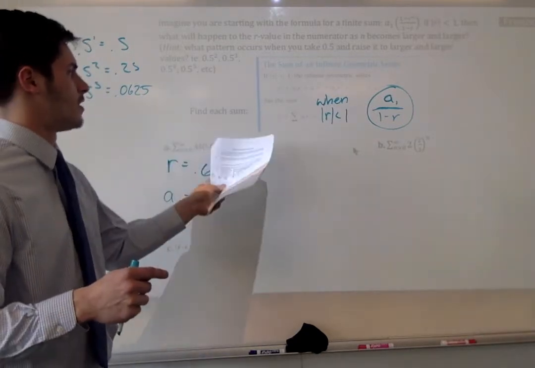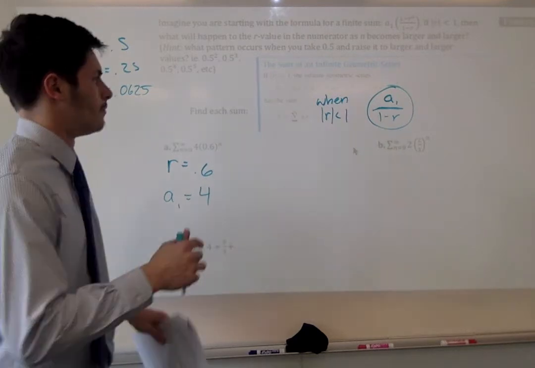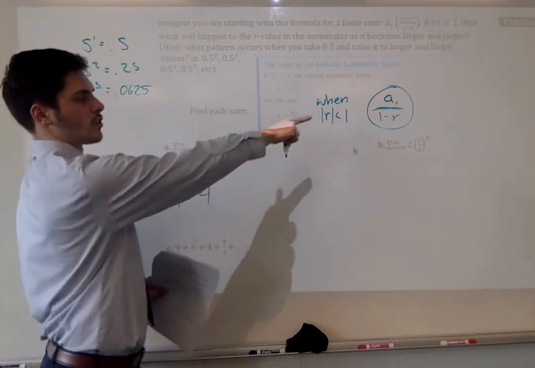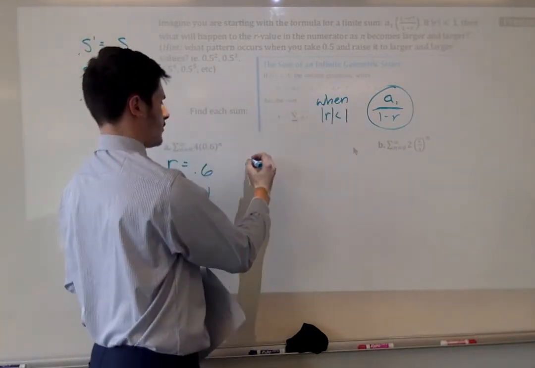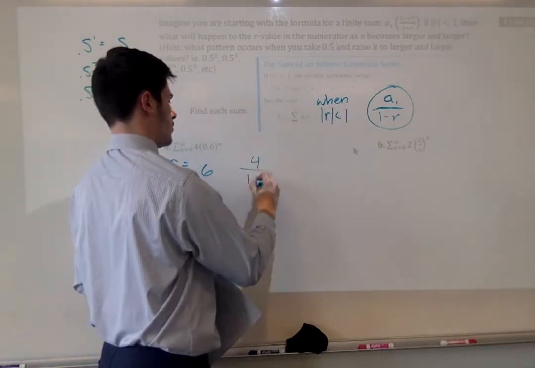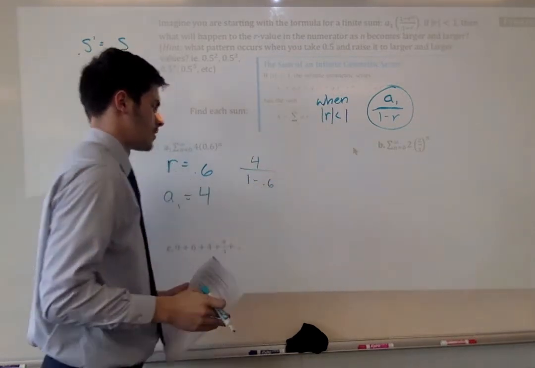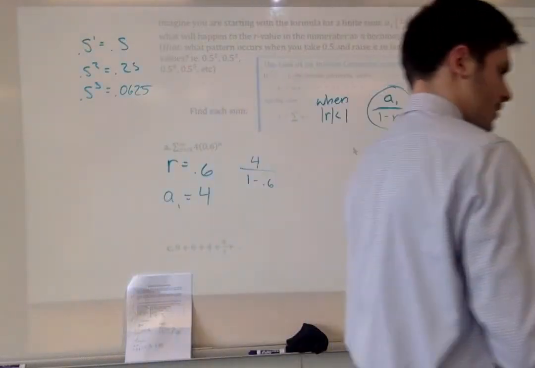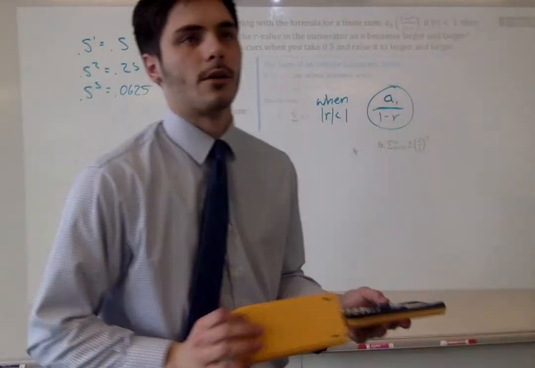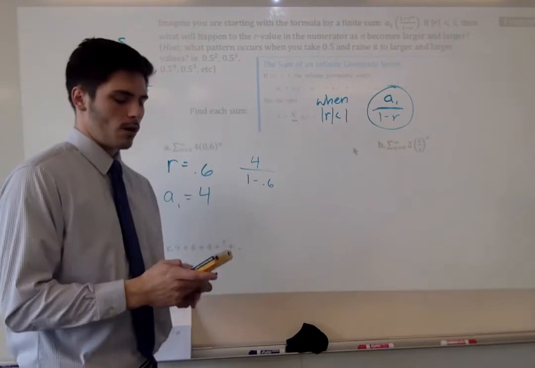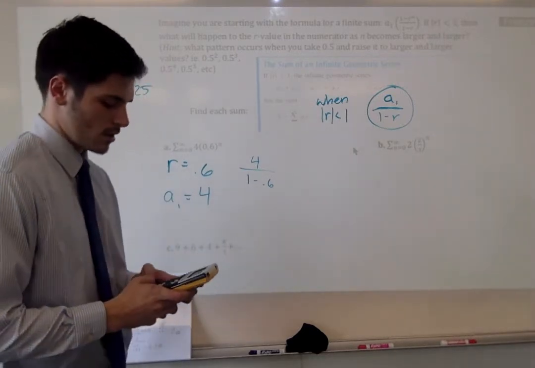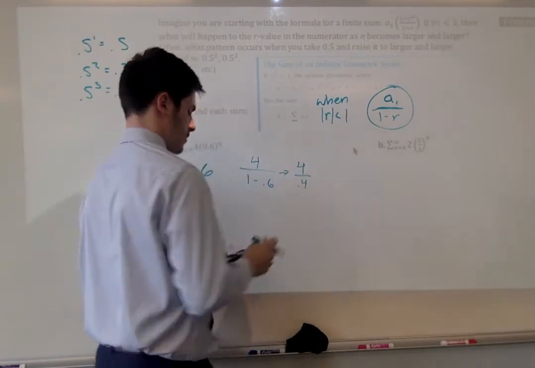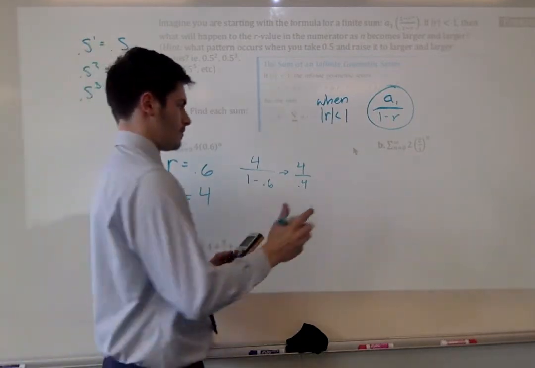So we're trying to find the sum, and the absolute value of r is less than 1, so we know that we can use this formula right here. So the sum is going to be 4 over 1 minus 0.6. So 4 divided by 1 minus 0.6. I'll get my calculator out, even though I don't think I'll need it. 1 minus 0.6 is 0.4. We've got 4 divided by 0.4, which is 10.